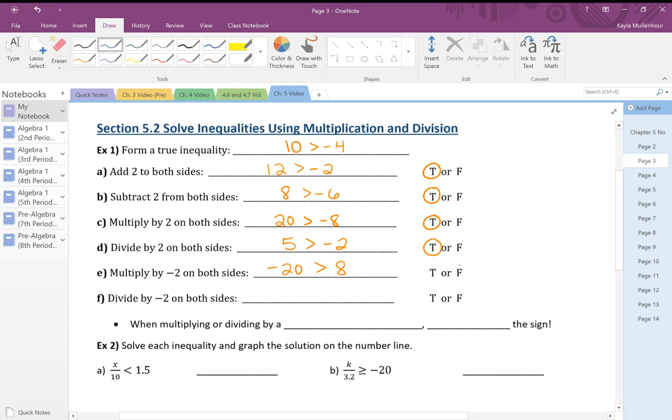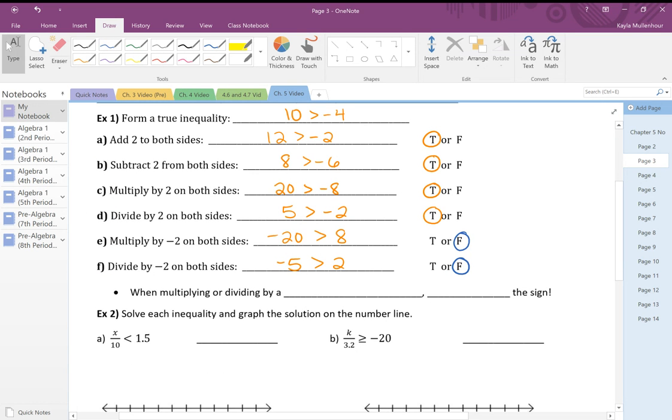That one is false. Okay. If I were to divide by negative 2 on both sides, I would get negative 5 is greater than positive 2. That's false. So if you take a look in parts A through D compared to parts E through F, the only thing that's different is we perform the operation with a negative. So multiplying or dividing by a negative gives you a false inequality.